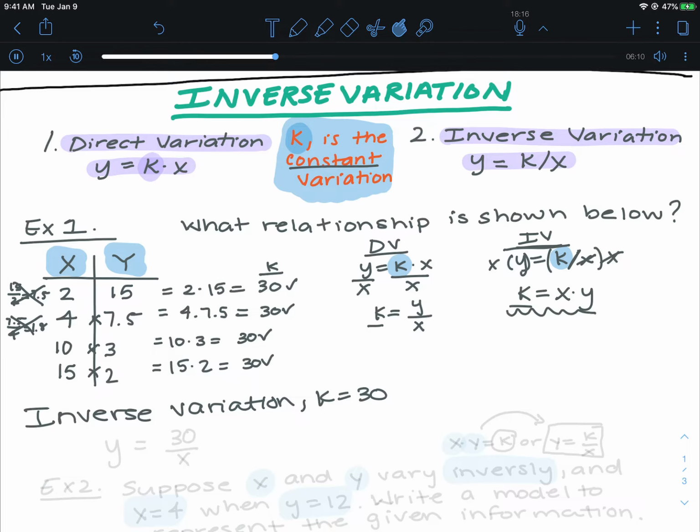Inverse variation does work. So it is inverse variation where k equals 30, or the equation is going to be y equals 30 divided by x. Okay, so now let's move on to another type of question. Question number 2.